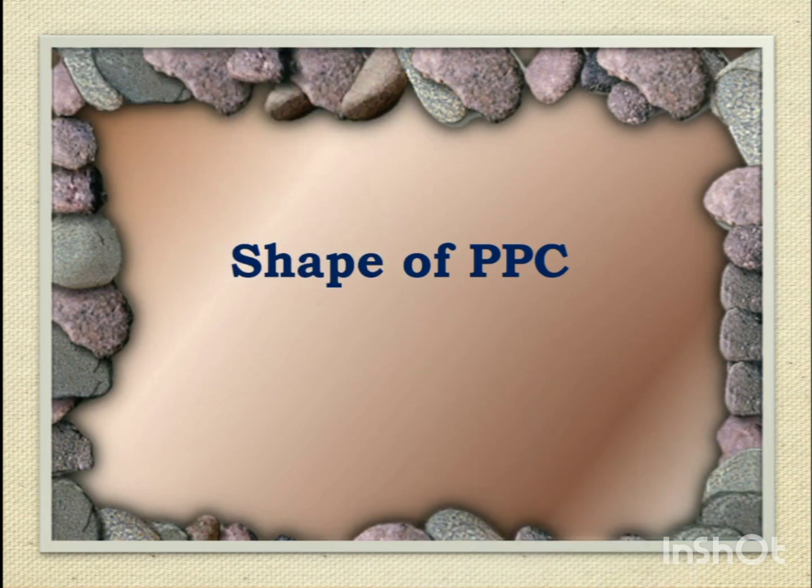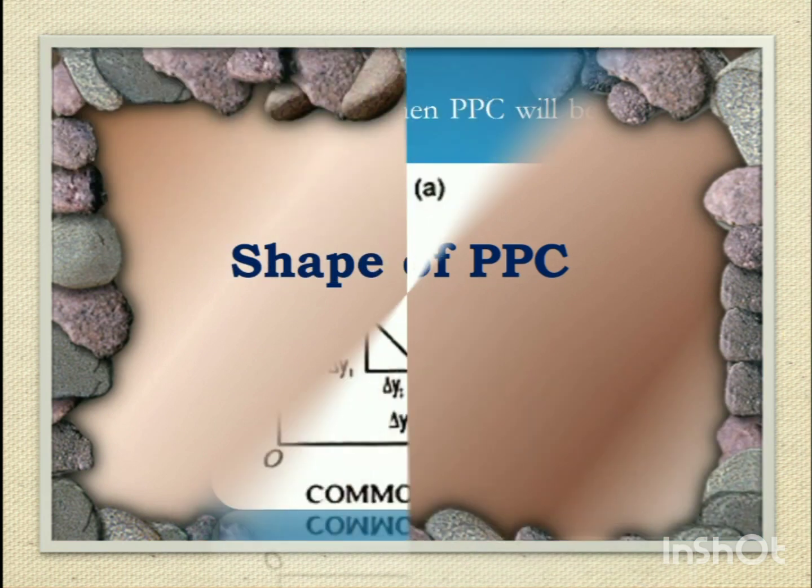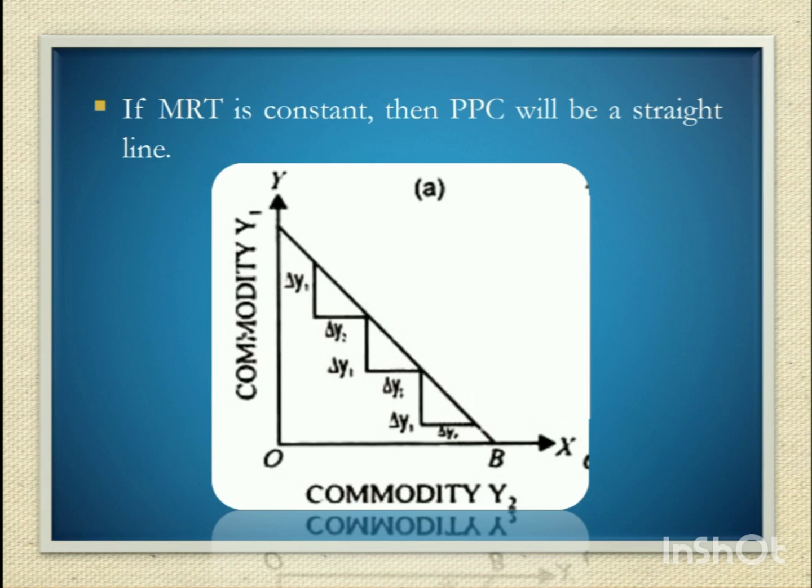Next, shape of PPC. The shape of PPC depends on the marginal rate of transformation, that is the slope of the production possibility curve, MRT or MOC. If MRT is constant, then PPC will be a straight line. It is constant if we assume that all the resources are equally efficient in the production of all goods.